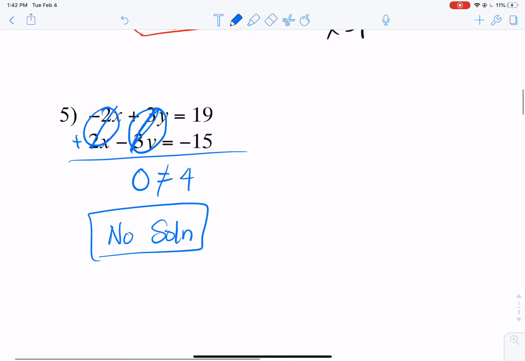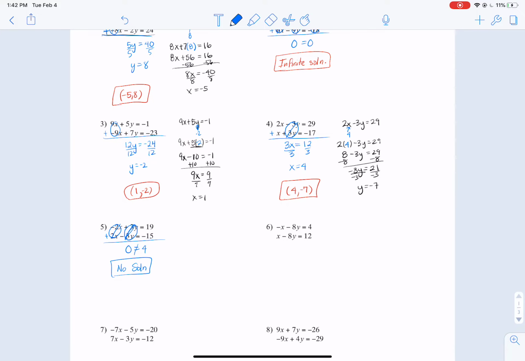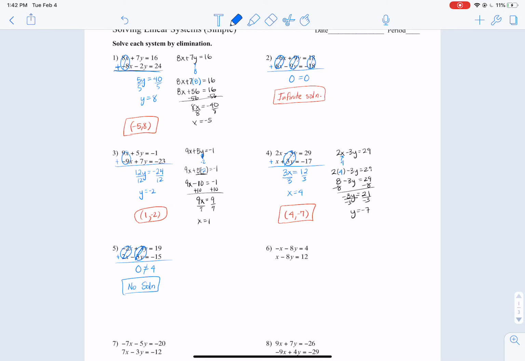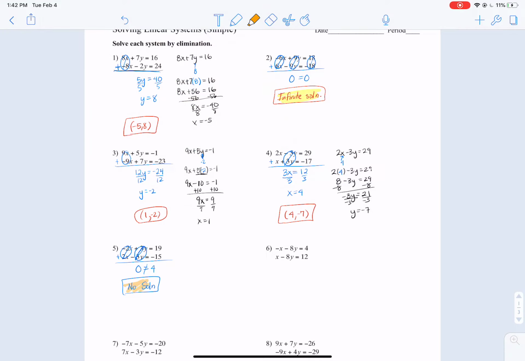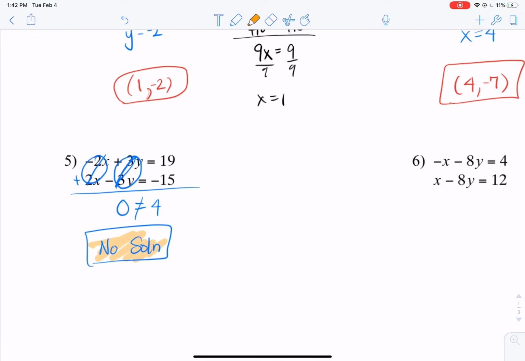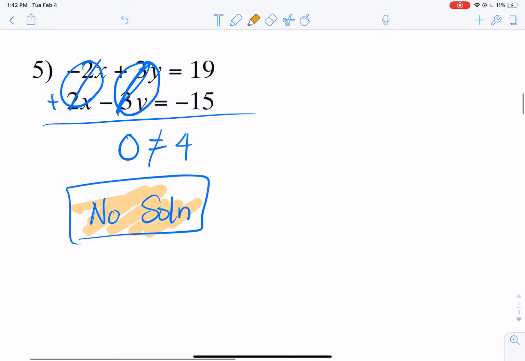So that's the difference between having infinitely many solutions and having no solutions at all. So again, there's the big difference. On the infinitely many solutions, everything gets eliminated. On the no solutions, only the x and the y values get eliminated. Not everything gets eliminated.